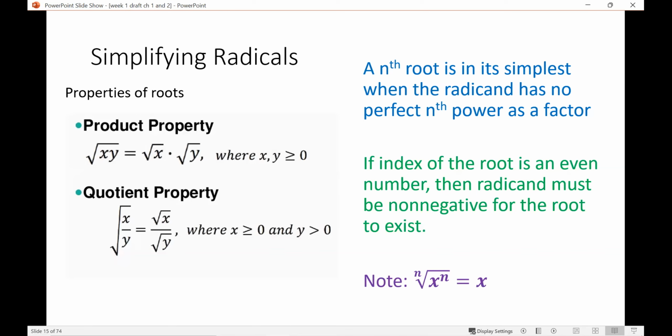All right, so what does it mean to simplify radicals? Well, an nth root is in its simplest form when the radicand, which is the stuff inside the root, has no perfect nth power as a factor, okay? If the index of the root is an even number, then the radicand needs to be non-negative for the root to exist. Keep that in mind. And then just notice down here, you see if we've got n powers of x and we want to take the nth root, then we're just going to have 1 power of x left. Okay.